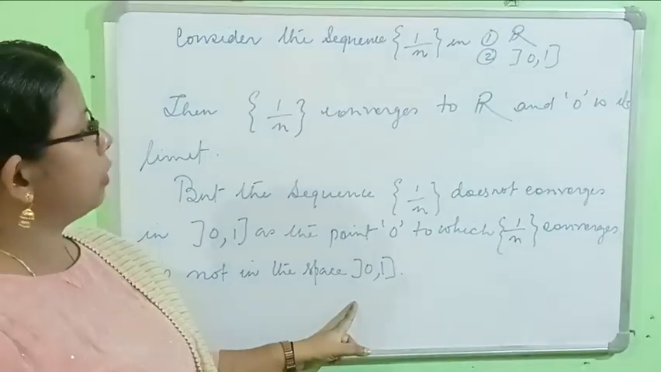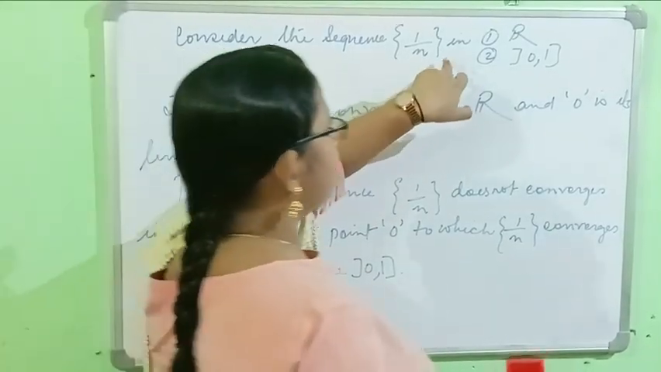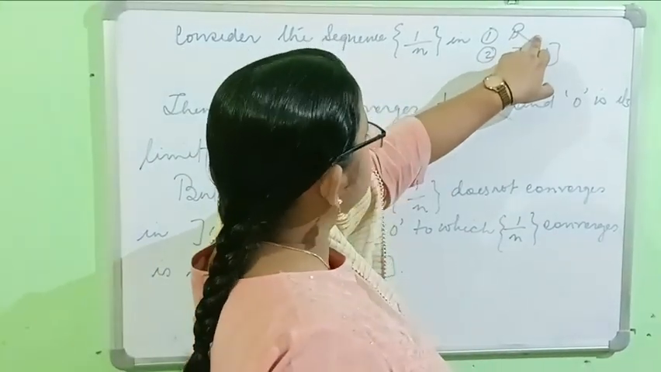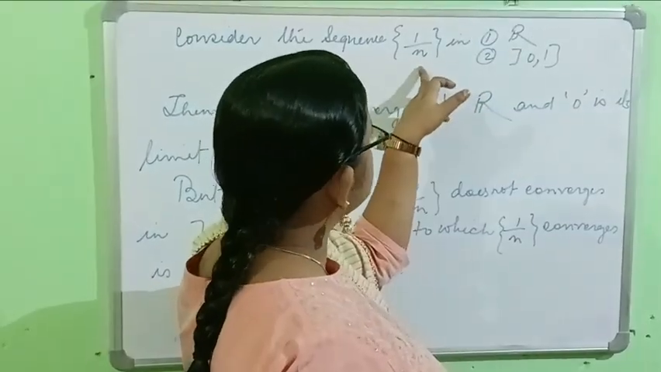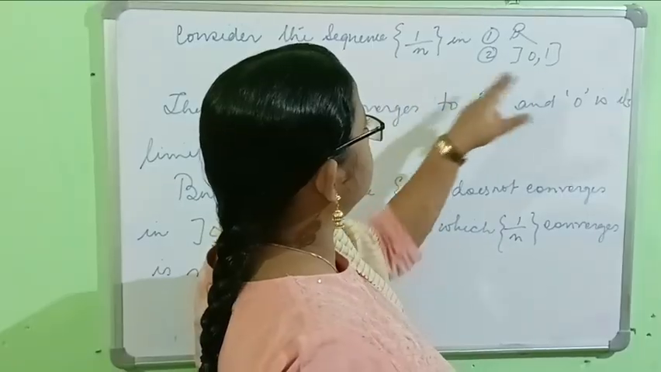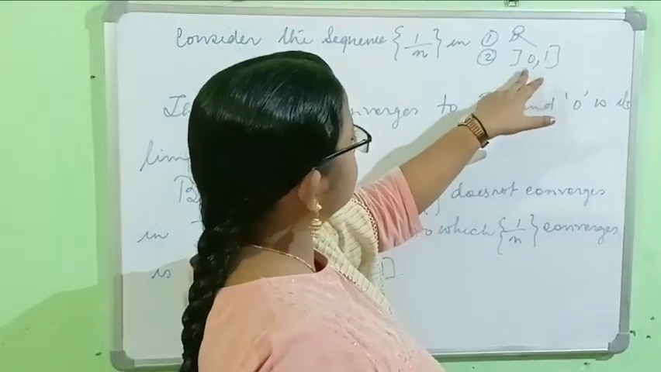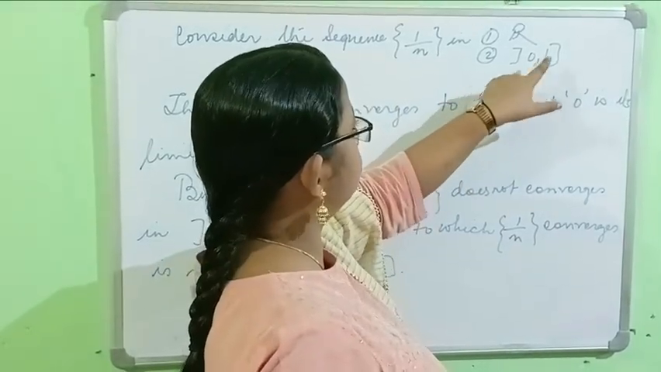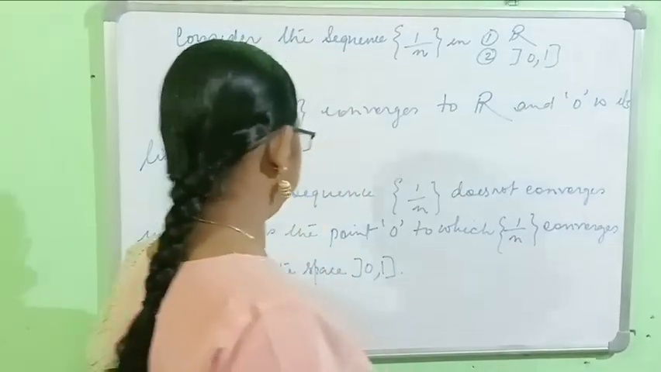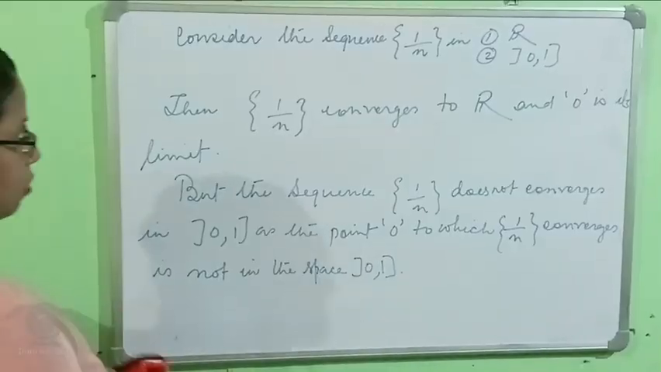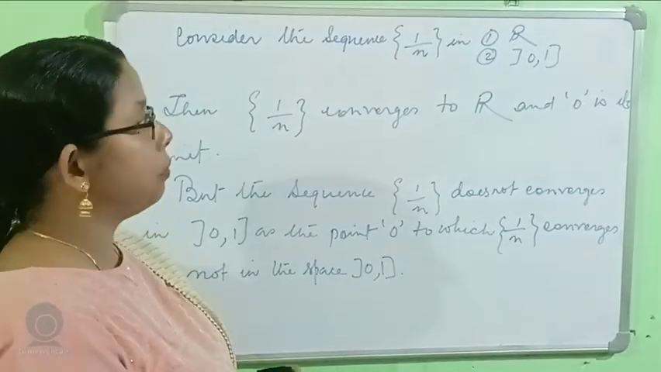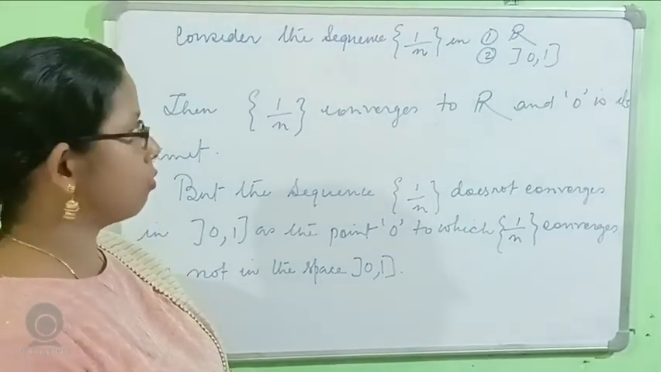That means convergence of the same sequence depends on the metric space. That is, the same sequence converges in R, but does not converge in this semi-open interval (0, 1], open at 0 and closed at 1. And that means convergence of the sequence depends on the metric space, not on the sequence.